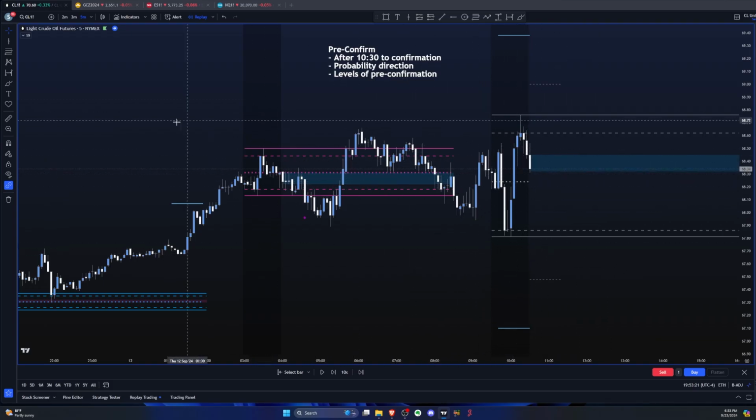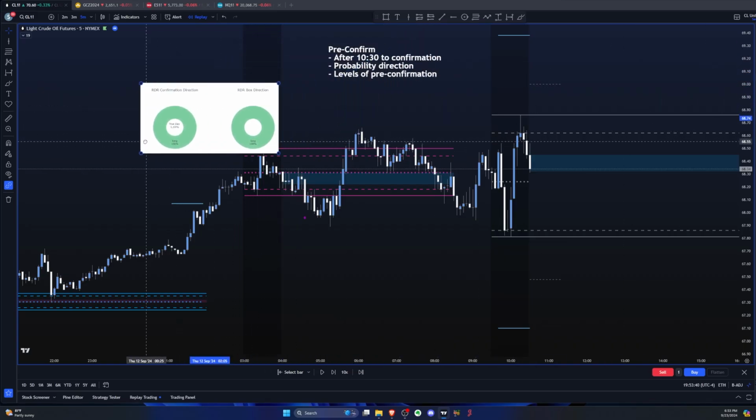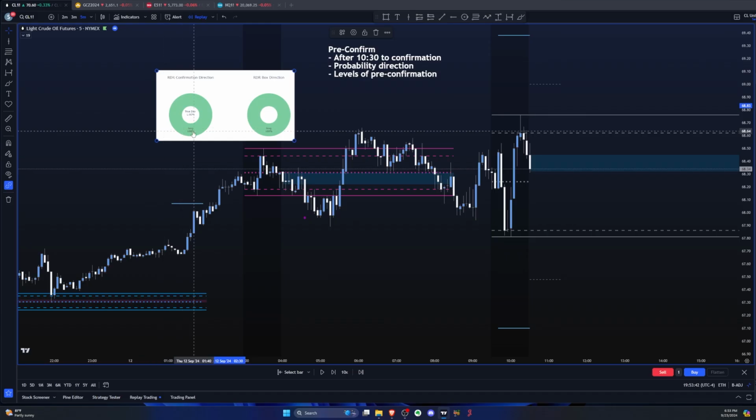I take a whole bunch of data that I can see is happening on the chart, and I put it into my application, and it cranks out for me a probability of long or short confirmation based on what I gave it. In this case, there are little donut charts that basically say there's a 100% probability that we're going to go long, that we're going to have a long RDR confirmation.